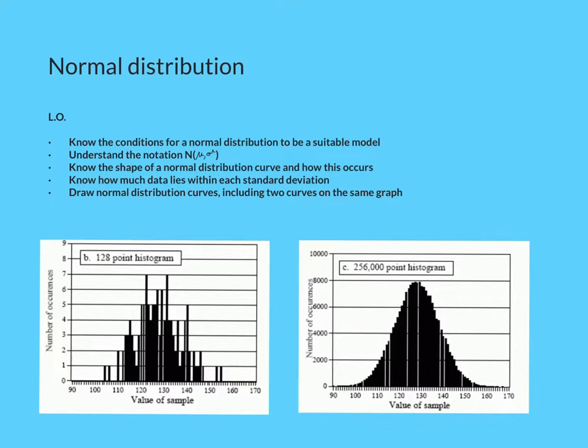Now, if we have a look at the two graphs below, these are both histograms for the same data, but on the left I've taken 128 pieces of data, and on the right, 256. And you can see that the more data I take, the more symmetrical in this case it is, and in this case it has a normal distribution, okay? A normal distribution curve, which we've looked at a bit, a bell curve.